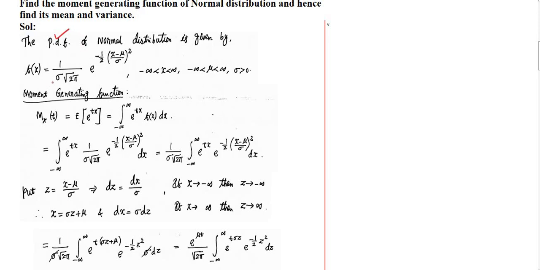That is, f of x is equal to 1 by sigma root 2 pi e power minus 1 by 2 into x minus mu divided by sigma whole square. Remember, here x minus mu divided by sigma, which is equal to z, is nothing but the standard normal variate. Now we are going to determine its moment generating function.